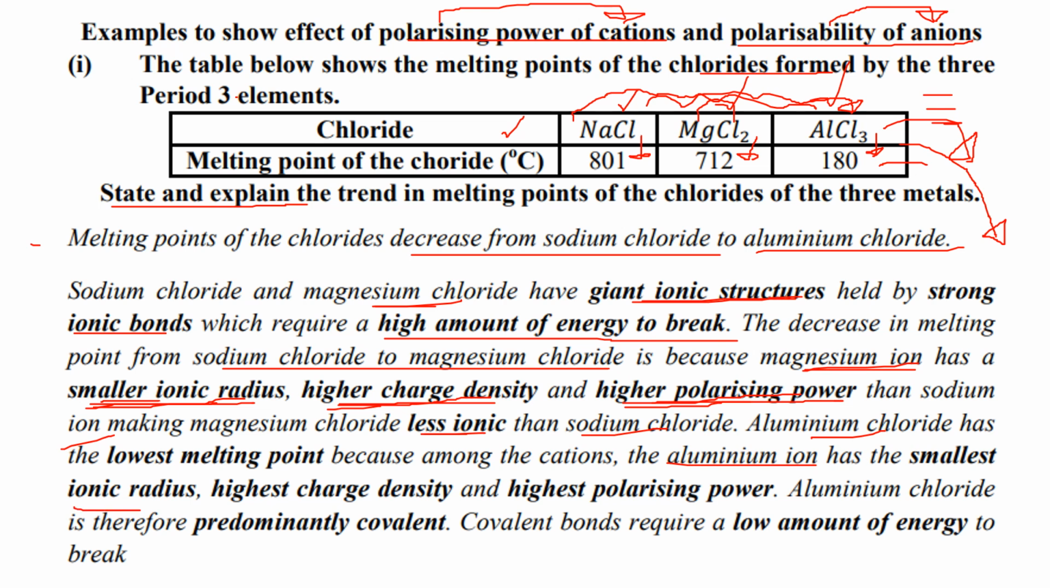ionic radius, highest charge density together with the highest polarizing power. And by having all those three components, smallest ionic radius, highest charge density together with the highest polarizing power, that means that it's going to have the weakest bonds within its ions, and therefore we expect that aluminum chloride is going to be predominantly or partly covalent. And you know the characteristics of covalent compounds, the covalent bonds always require a low amount of energy for them to break. And that's why it has a very low melting or boiling point.